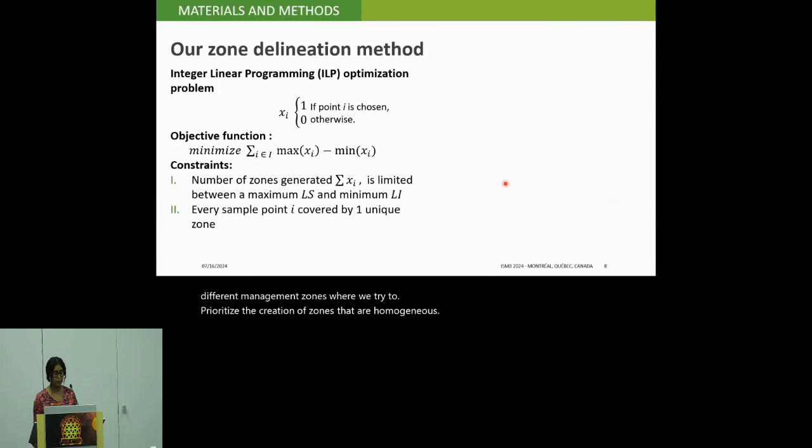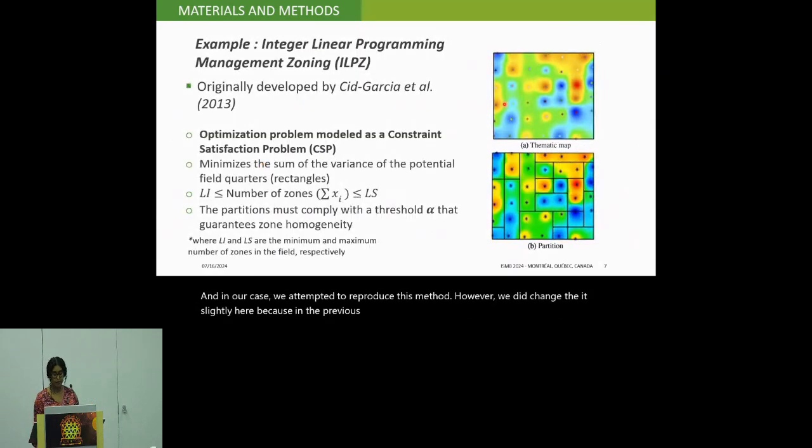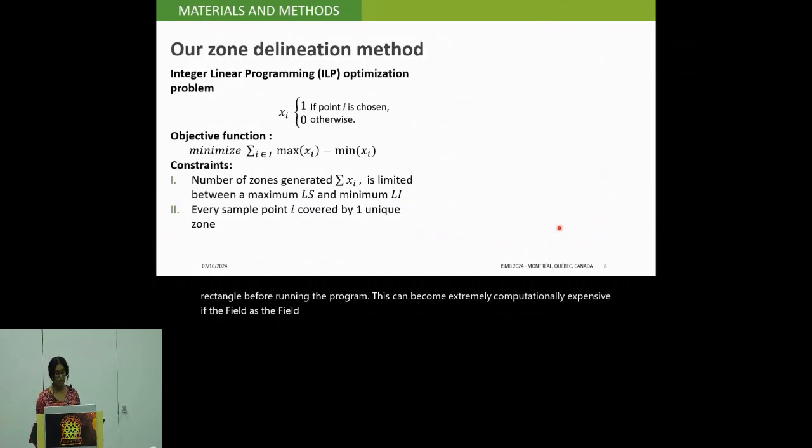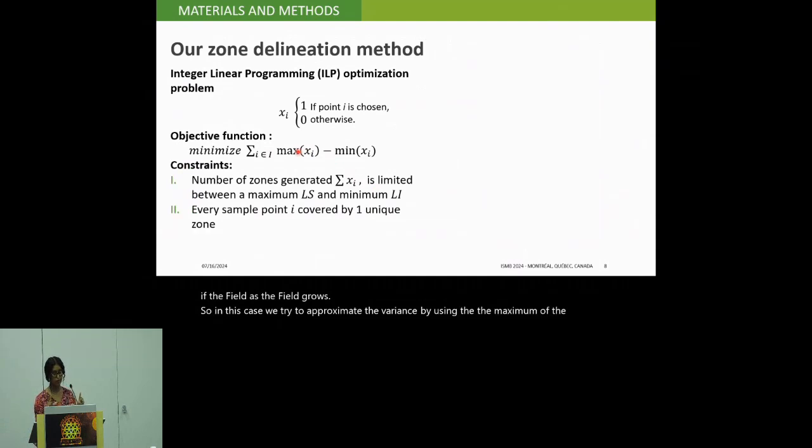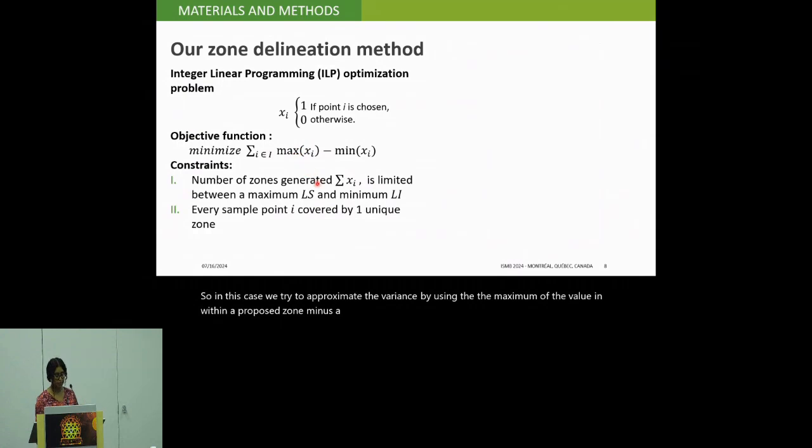In our case, we attempted to reproduce this method. However, we did change it slightly, because in the previous method, you have to calculate the variance of each rectangle before running the program. This can become extremely computationally expensive as the field grows. So in this case, we try to approximate the variance by using the maximum of the value within a proposed zone minus the minimum. And the other constraints remain the same.